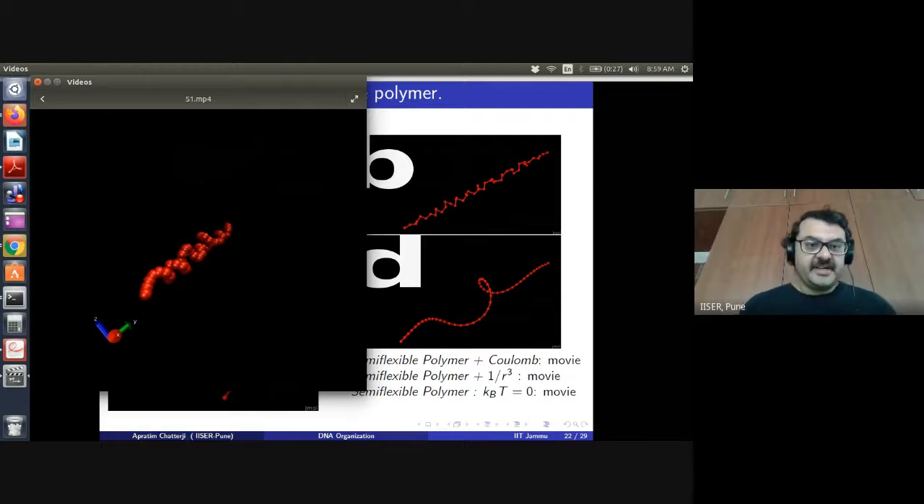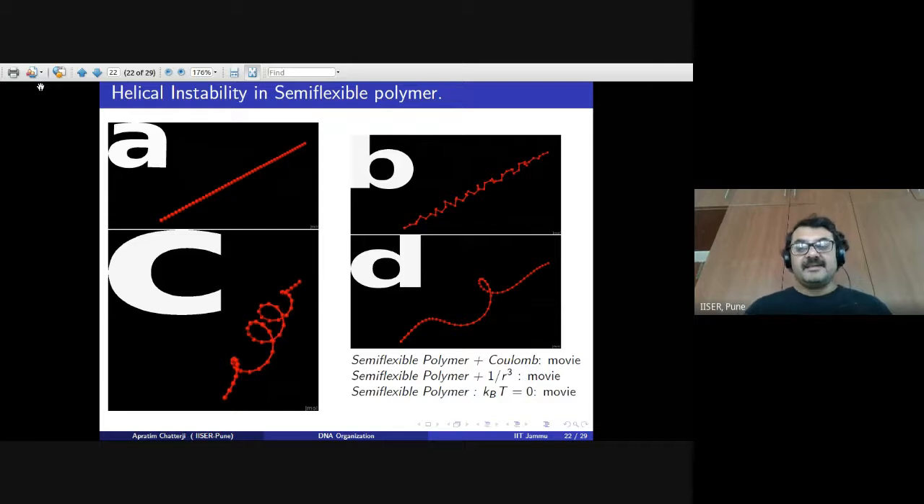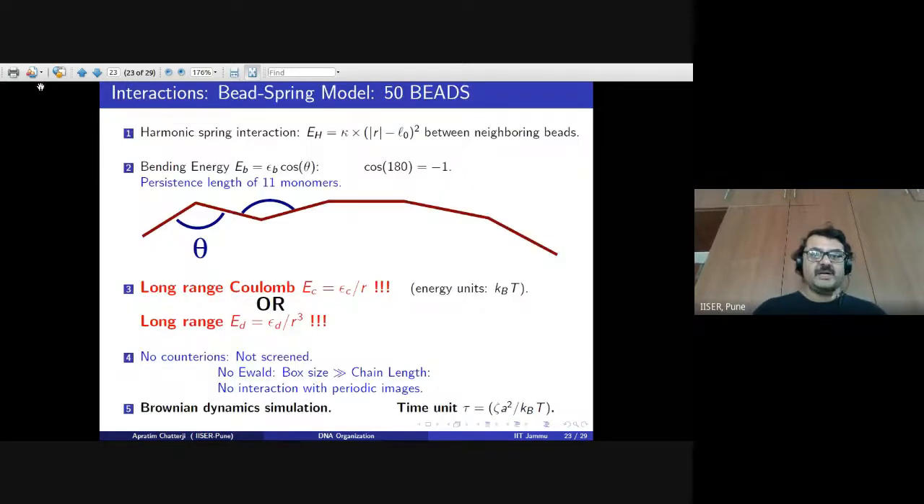Now you could find this strange: how can a spherically symmetric 1 by r interaction produce a helix? We have not put any torsion potential, we have not put any bend. It's a semi-flexible polymer, so there's an energy cost for bend. I'm going to quickly try to show that it does form, though it's not a stable one, and give you the reason.